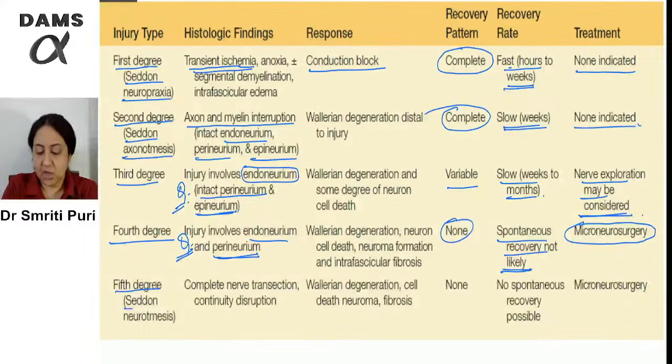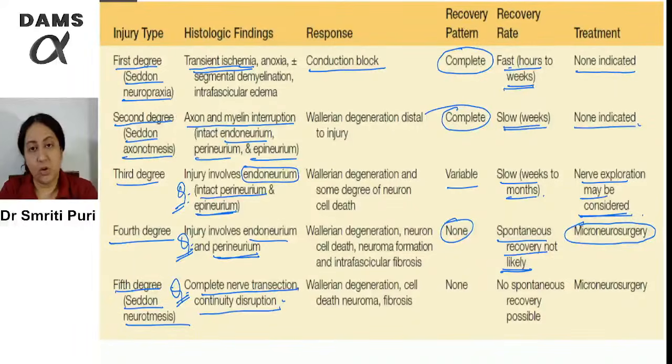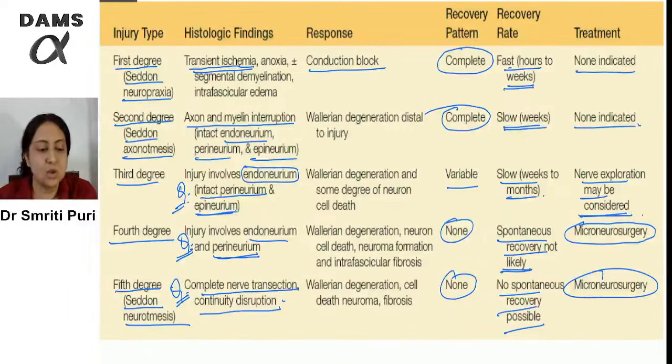Fifth degree nerve injury or Seddon's neurotmesis, there is complete transection or continuity disruption of the nerve, that is your endoneurium, perineurium and epineurium, all three are injured. There is no recovery possible here and again you have to do microneurosurgery. So please take a screenshot of this table, just one look at this table and you will be thorough with your nerve injury patterns. Okay.